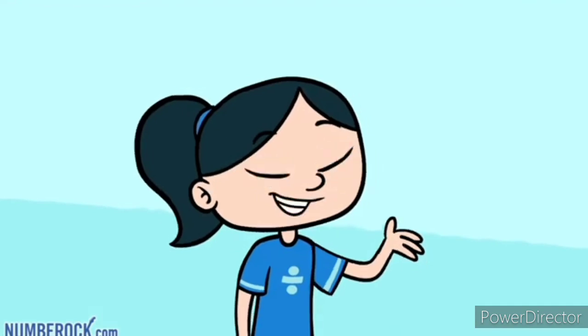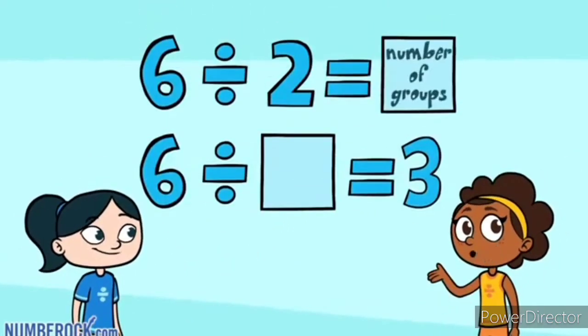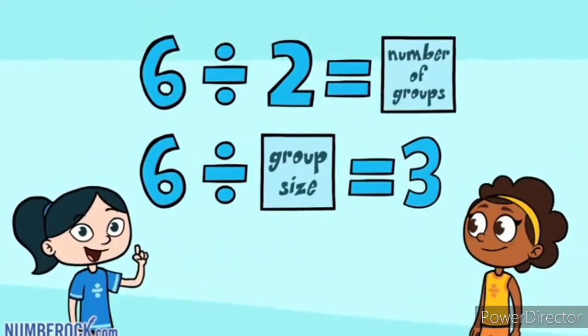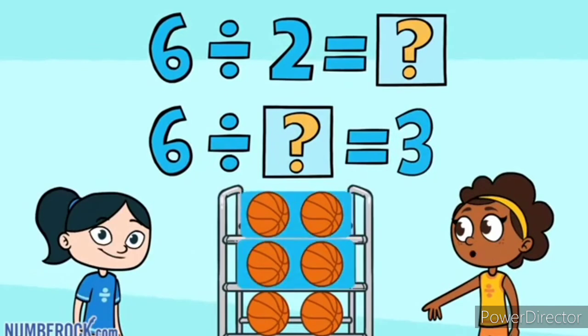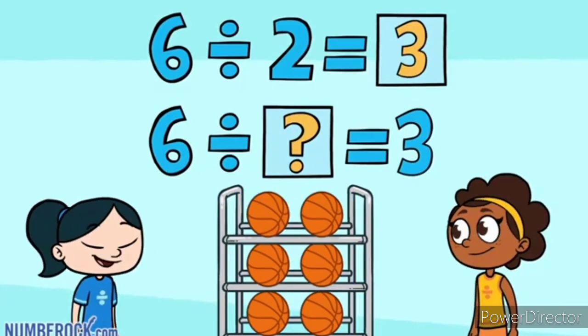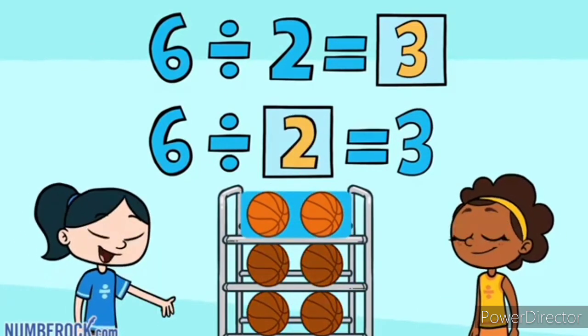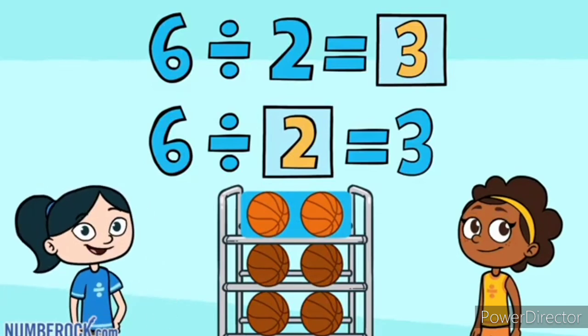There are 2 types of problems when we divide. We're either finding the number of groups, or the group size. If we look at the basketballs, we can find 3 groups of 2. Or we can find 2 balls in 3 groups, which is equally true.